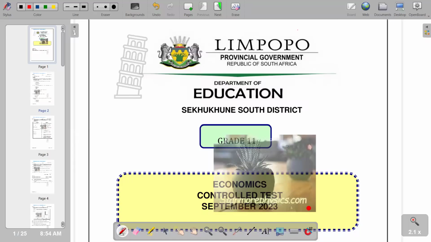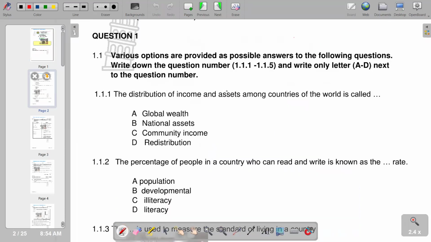Question paper of September 2023. And we are going to look at the question paper from the province of Limpopo. So we're going to look at section A in this question paper.